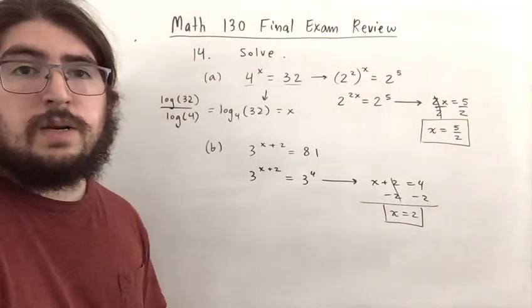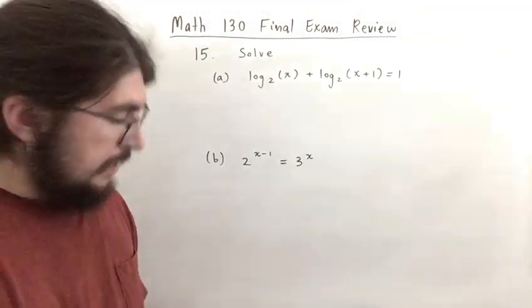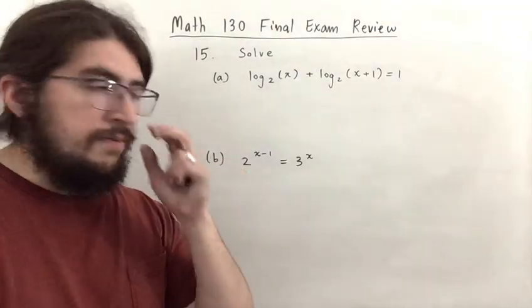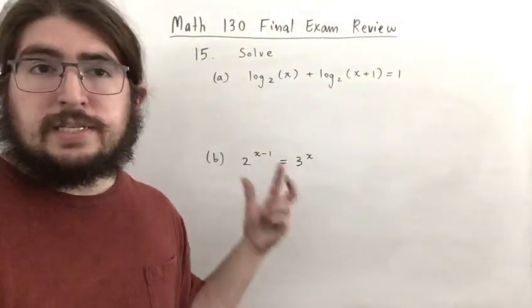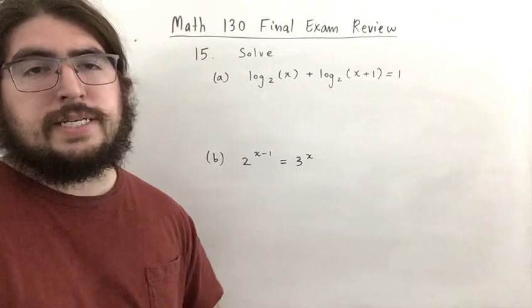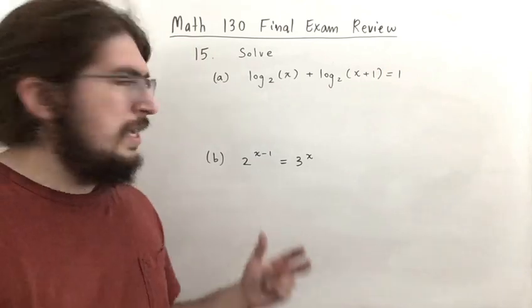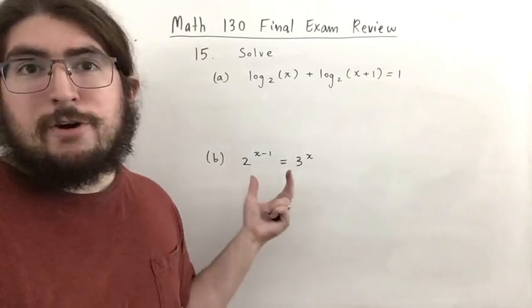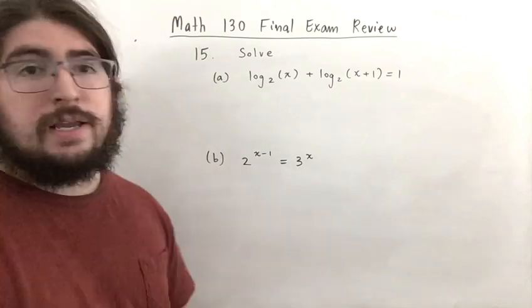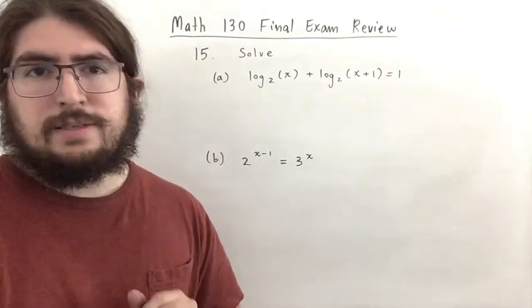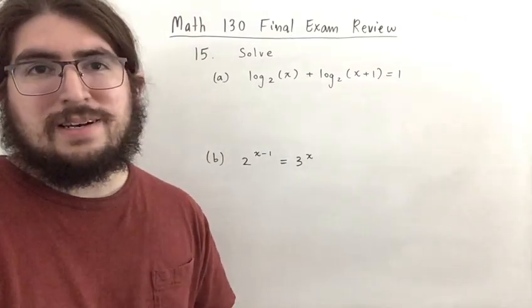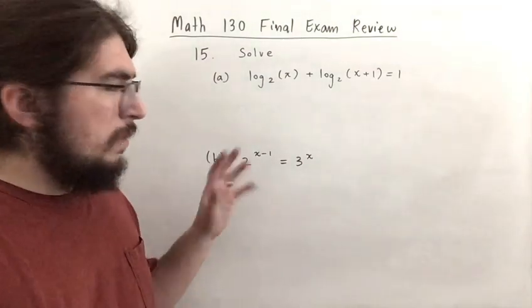Okay, so moving on to number 15 now. All right, so these problems are a little bit different. The first one's a logarithmic equation, and the second one here is an exponential equation, much like we saw with 14, but this one's actually way harder to do. You can't actually write 2 and 3 in terms of the same base. Well, you can, but it's not going to be pretty. But we'll get to that.